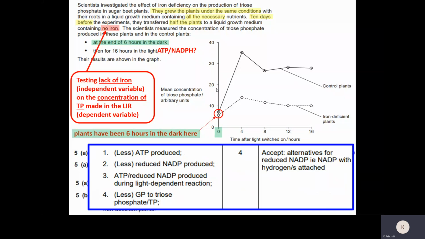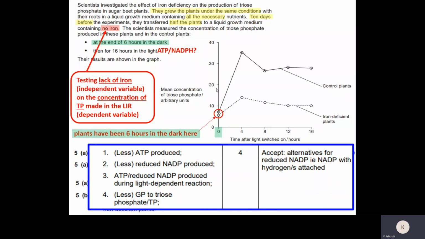ATP and reduced NADP are normally produced in the light-dependent reactions, like we just mentioned. But because these cannot proceed, there's lower amounts of ATP and NADPH, which has a knock-on effect for the light-independent reactions, the Calvin cycle. So there's less GP being reduced to triose phosphate, which requires the hydrolysis of ATP and the hydrogen from NADPH. So we can see 3 of the 4 answers there should really have the word less within them. So this is an application question.